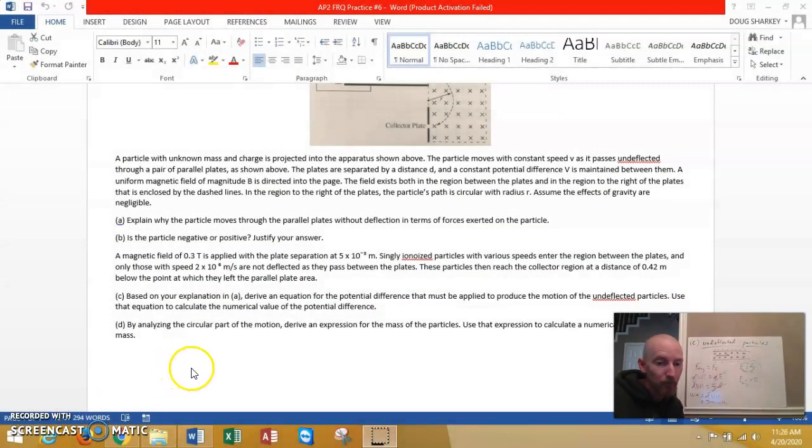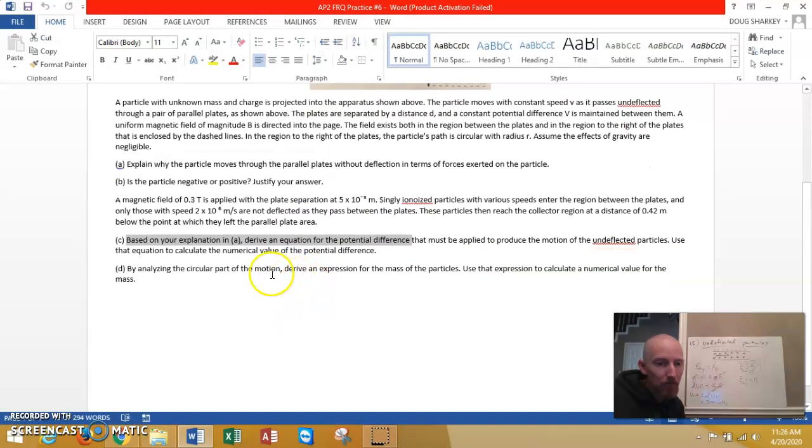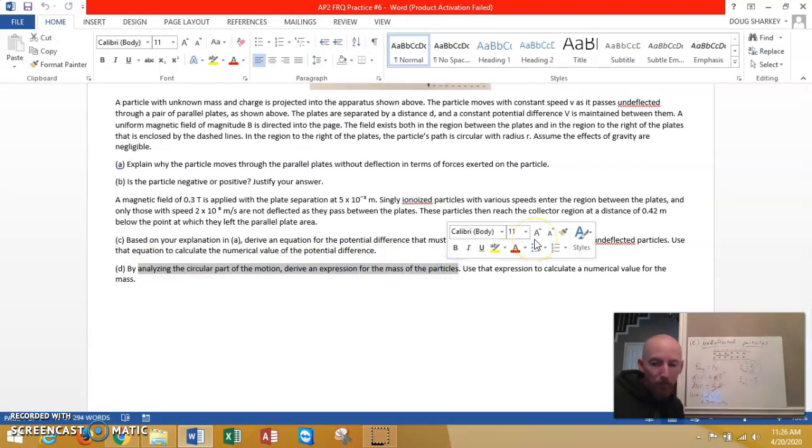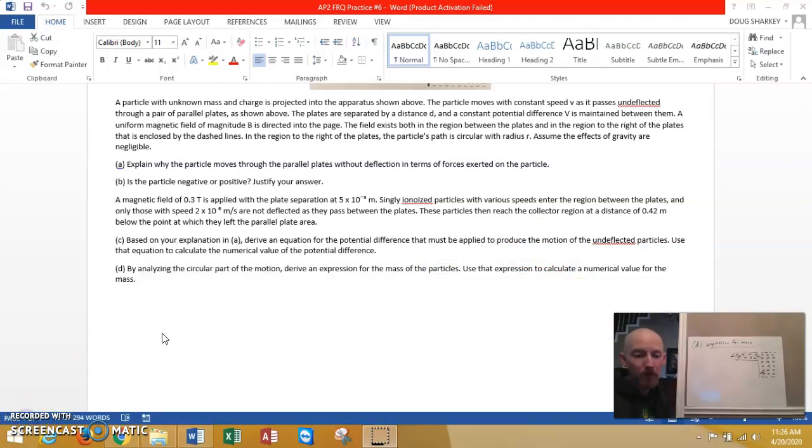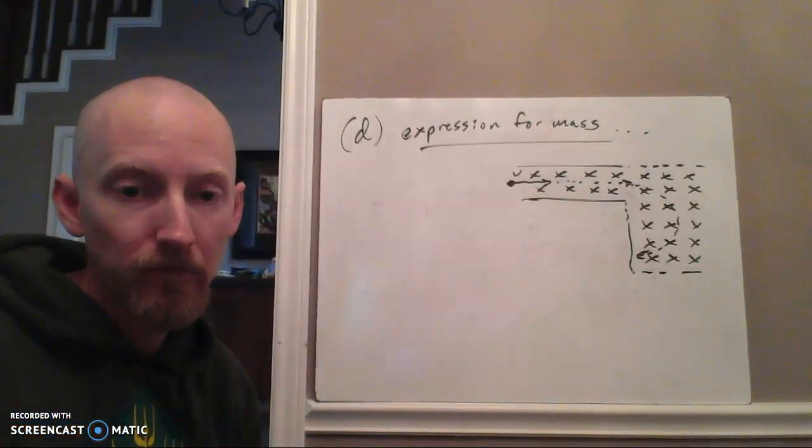Make myself small. Okay. And then part D. By looking at the circular part of the motion, derive an expression for the mass of the particles. All right. Update my board. All right, so here we go. So for this last part, make myself big.